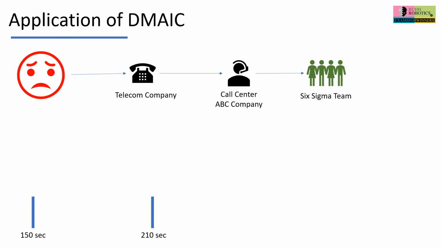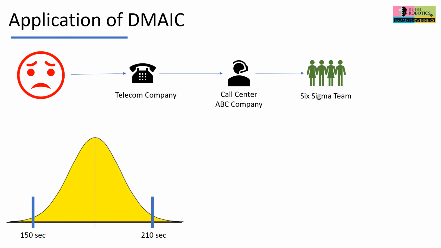In order to understand the current performance, the data of 1,000 calls were recorded, and the results were plotted in relation to the customer requirement. The team confirmed that the duration of a few calls was outside the customer specification. This clearly indicated that the process has too much variation and poor process capability.